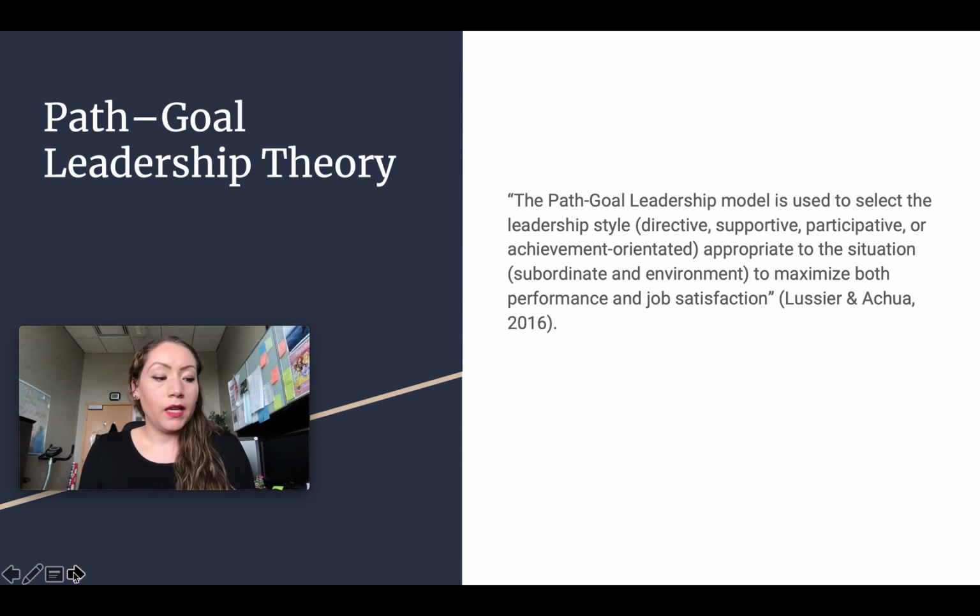And then we have the path-goal leadership theory. This model is used to select the leadership style. There are four types, and the aim is to select the leadership style appropriate to the situation to maximize both performance and job satisfaction. This was developed in 1971 by Robert House. And unlike other contingency models, this one doesn't have a leader trait or a behavioral variable.